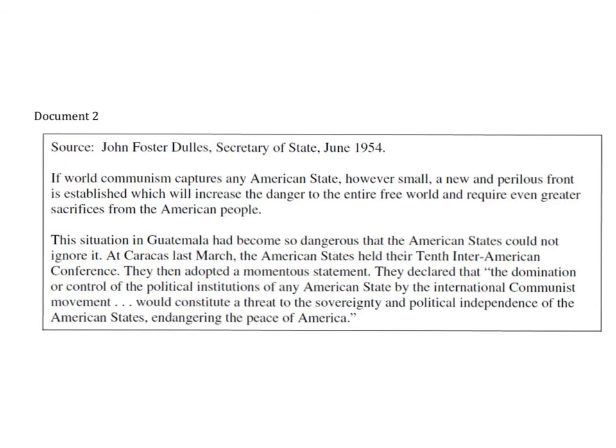For document 2, we have Dulles, the Secretary of State, who is warning about the spread of communism in Latin America. And we know that's going to be key, and we're going to see that grow throughout the Cold War in the 60s, notably with the Cuban Missile Crisis. We'll see it again in the 80s, as well with El Salvador and what Reagan called the Caribbean Basin Initiative. And so we'll look further at that in the future.